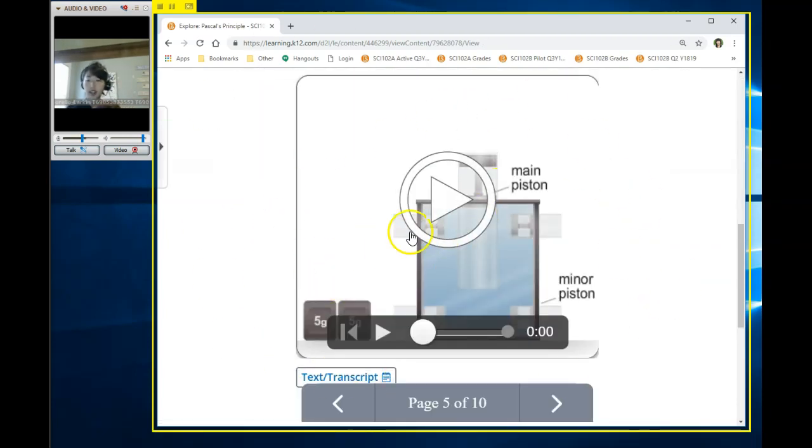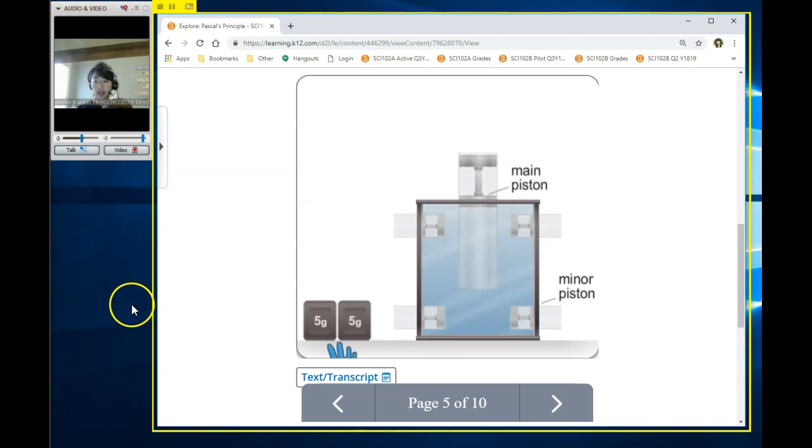So what you can see here is that at the top we have a main piston, and you can see that you have much smaller pistons throughout the fluid at different parts. Okay, so what we're going to see is what happens when we push on the main piston to all the other points of the fluid. All right, so let's go ahead. I'm going to press play. Take a look at that.